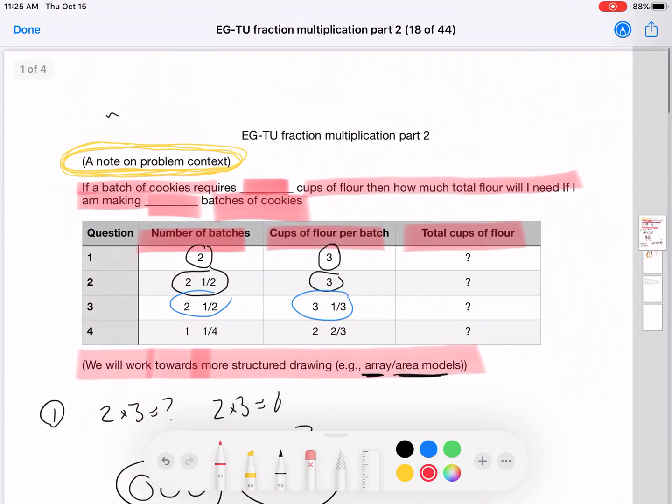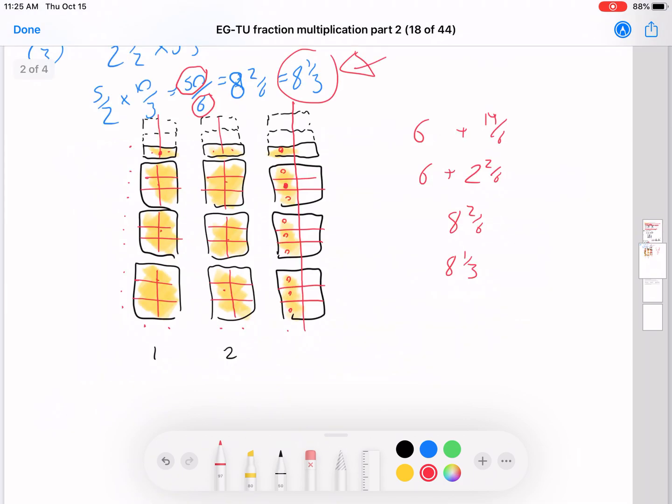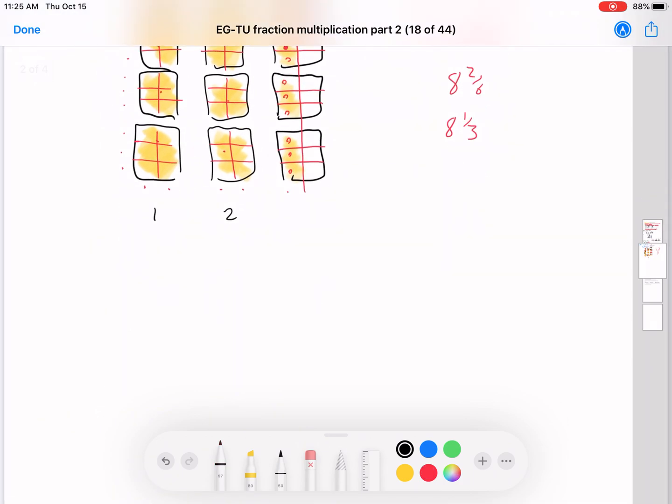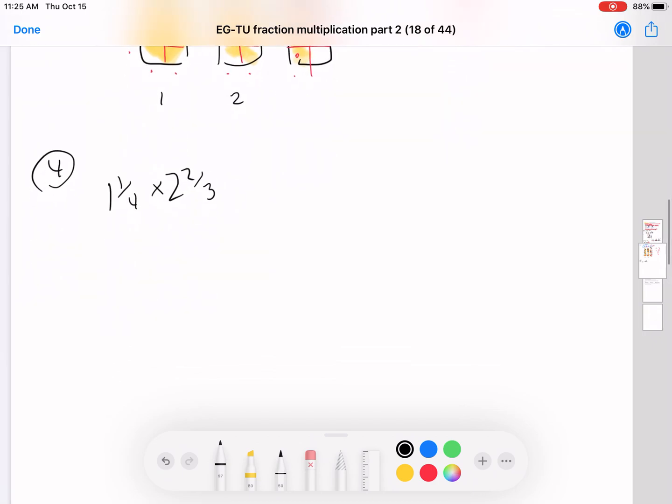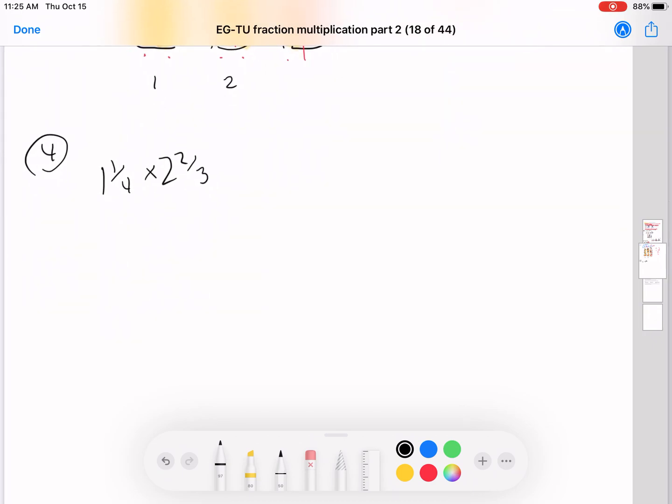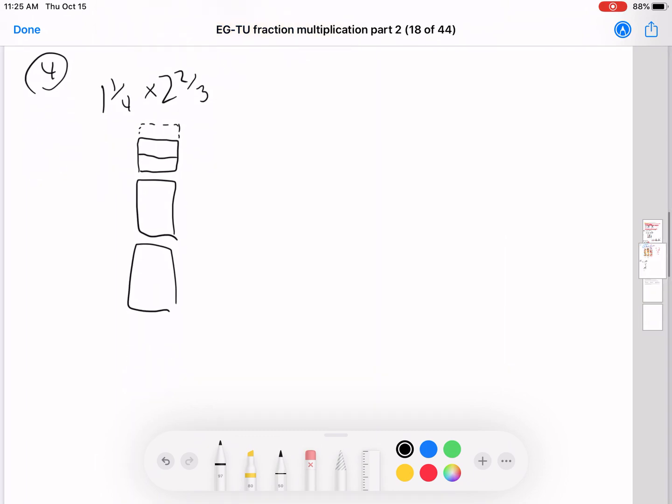All right, what was the last one? 1 1/4 batches, 2 2/3 cups per batch. So 1 1/4 batches times 2 2/3 cups per batch. So let's draw this same picture again. If I have 2 cups and then 2/3 of a cup. So again, that would give me one batch.